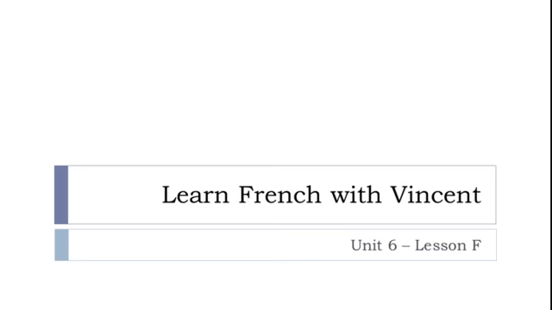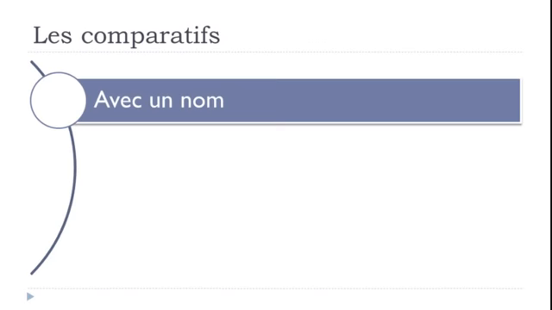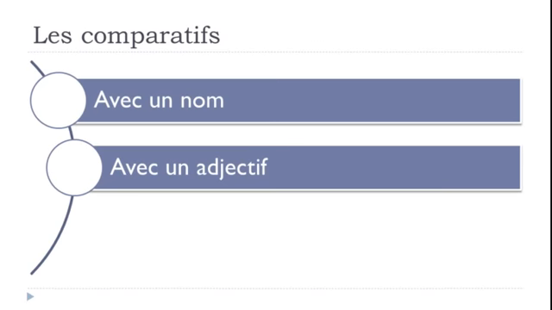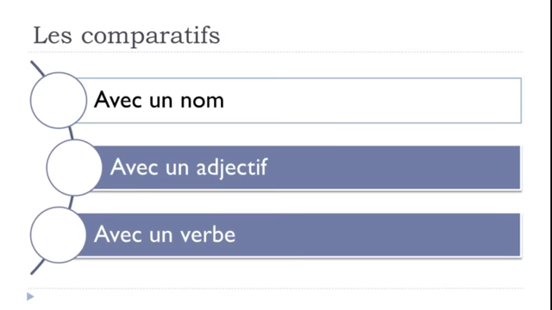And in this lesson we'll discover together les comparatifs. So if you want to compare in French, well, this is the lesson you should definitely watch. We'll discover three types of structures. The first one, avec un nom, with the noun. Second one, avec un adjectif, with an adjective. And the last one, avec un verbe, with a verb. We'll start with the first one, avec un nom.